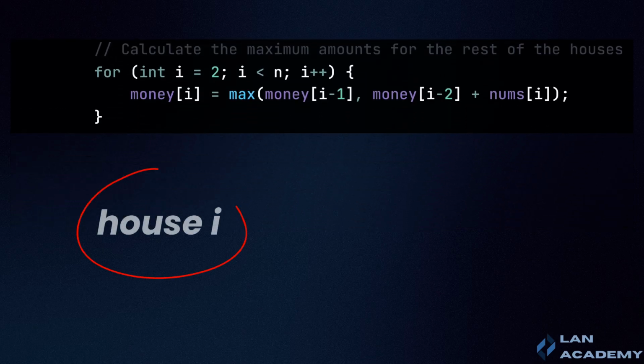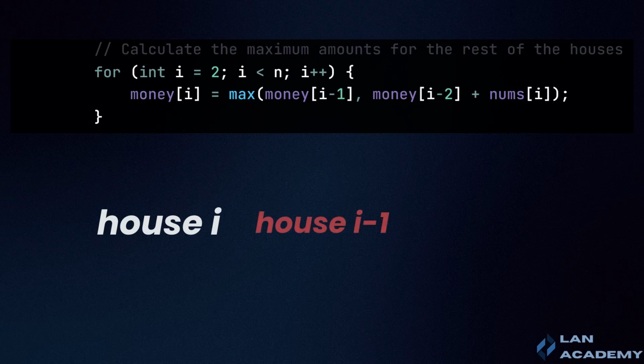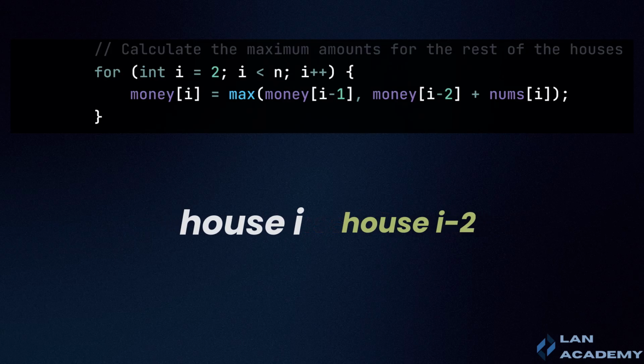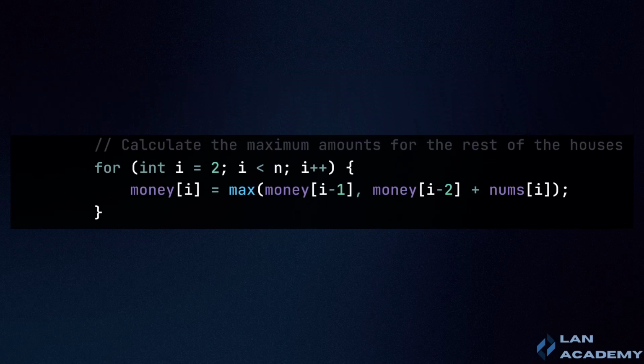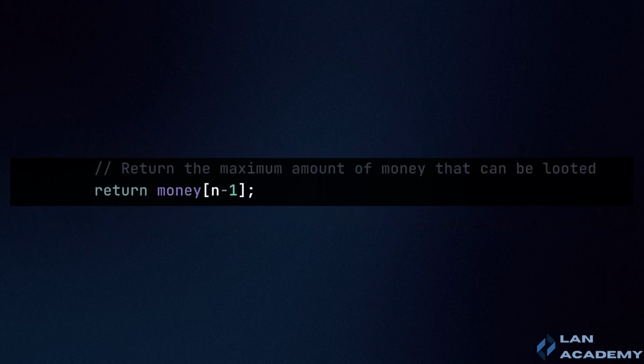If I rob house i, I cannot rob house i minus 1 due to the adjacent security systems, but I can rob house i minus 2. Therefore, I add nums of i to the maximum amount robbed up to house i minus 2. If I choose not to rob house i, the maximum amount remains that of house i minus 1. At each step, I decide whether to rob the current house based on which of the two options yields more money. In the end, money of n-1 will contain the maximum amount of money that can be robbed without alerting the police.